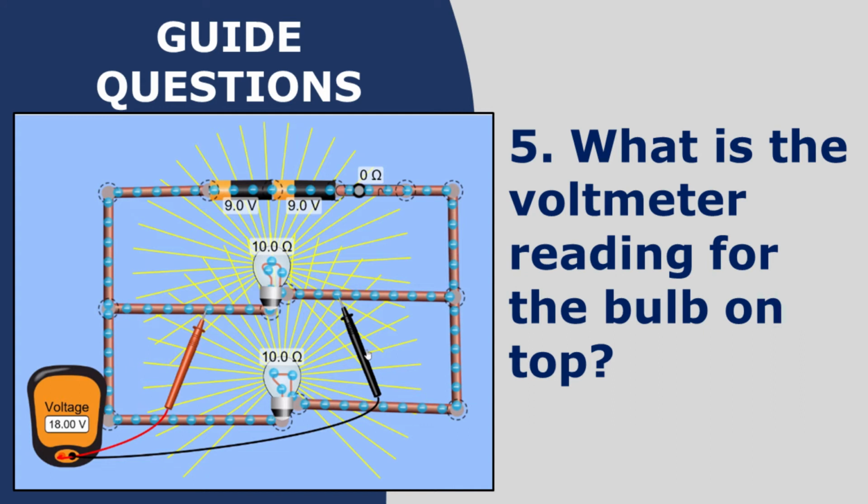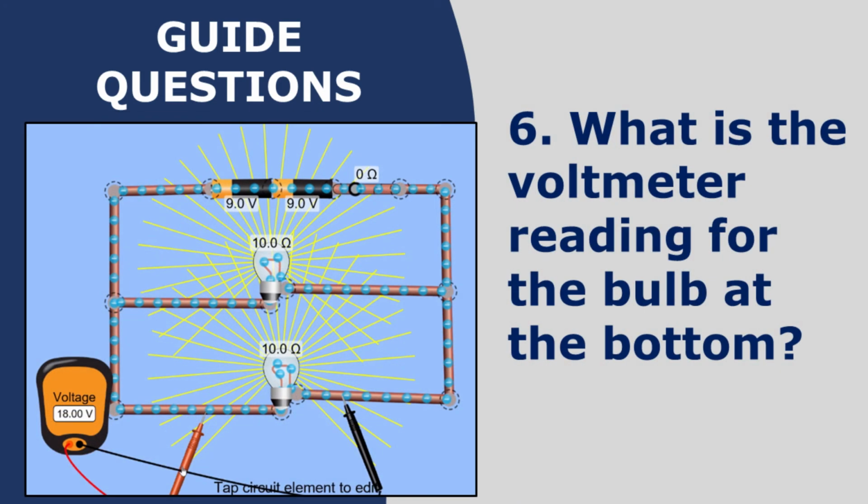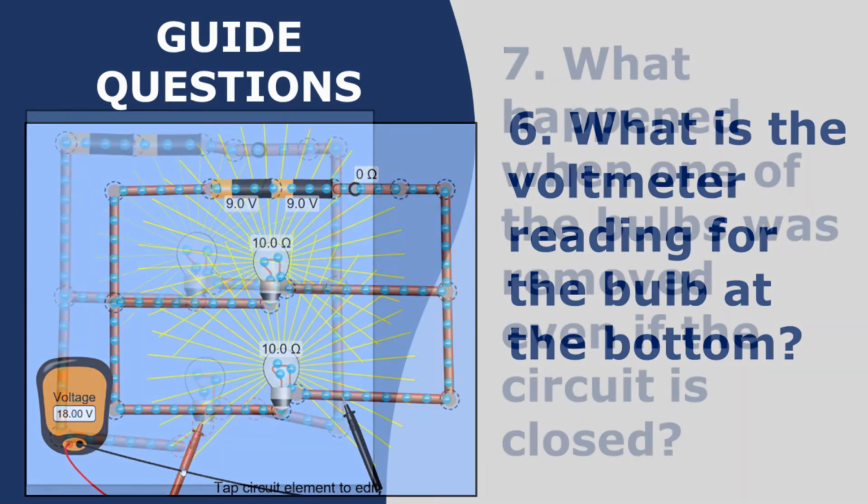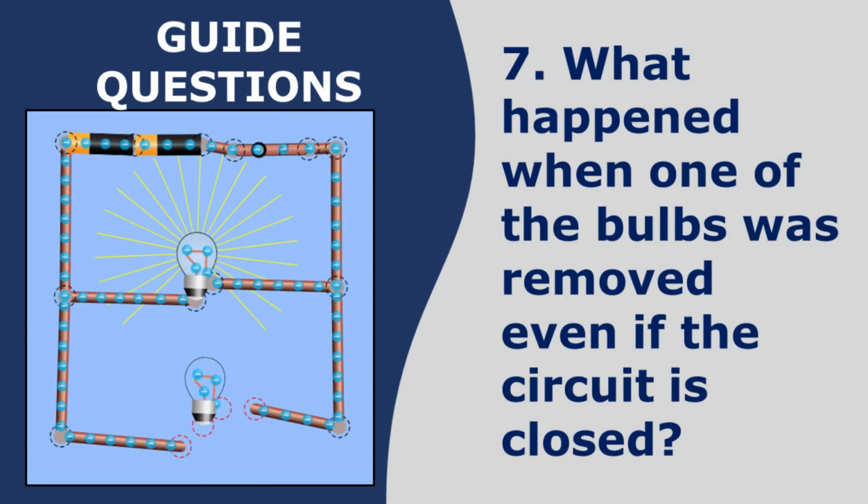Number 5. What is the voltmeter reading for the bulb on top? Number 6. What is the voltmeter reading for the bulb at the bottom? Number 7. What happened when one of the bulbs was removed even if the circuit is closed?